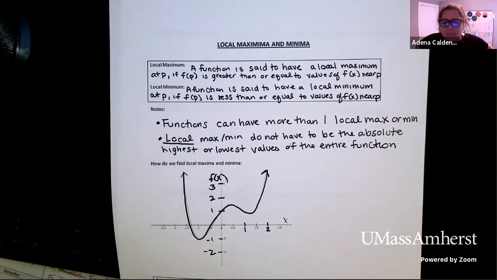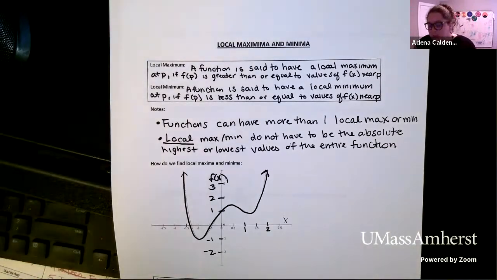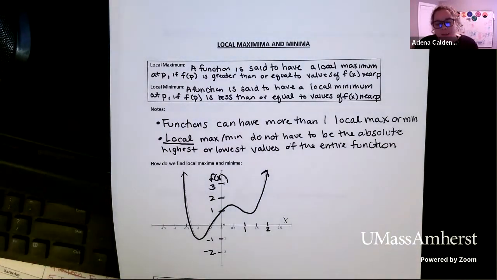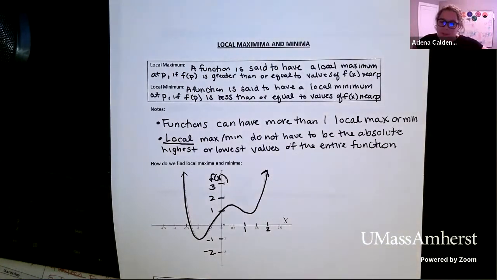Some other things that are specific and important to local maximums and minimums is that functions can have more than one local max or more than one local min. So that will be important. And then the local max and min do not have to be the absolute highest or lowest values of the entire function. We'll see what that looks like in just a second, but that's typically what we think of when we think of maximums and minimums, the biggest value and the lowest value. That's called absolute maxes and mins, which we will cover, but we're not quite there yet.